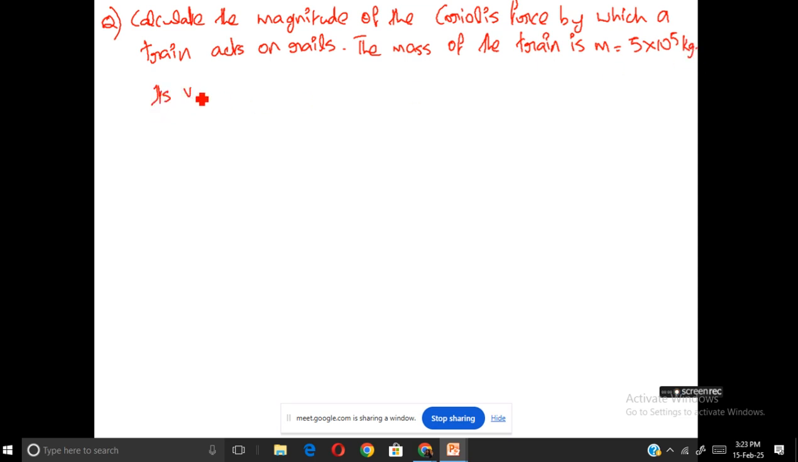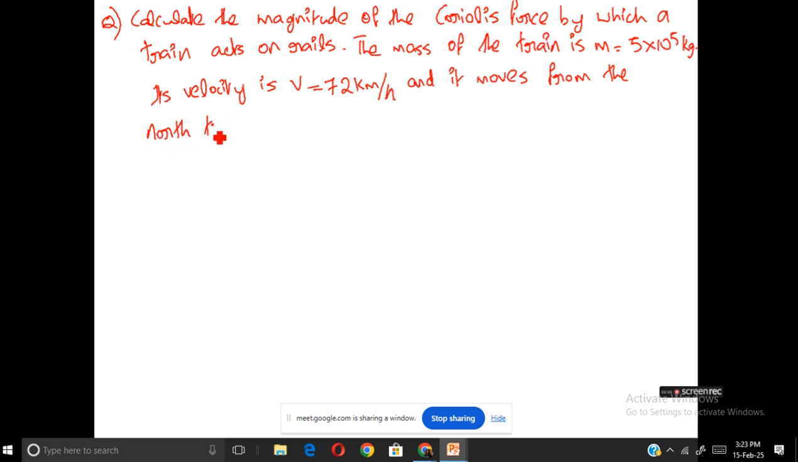Its velocity is v is equal to 72 kilometer per hour, and it moves from the north to the south at the latitude 50 degrees.